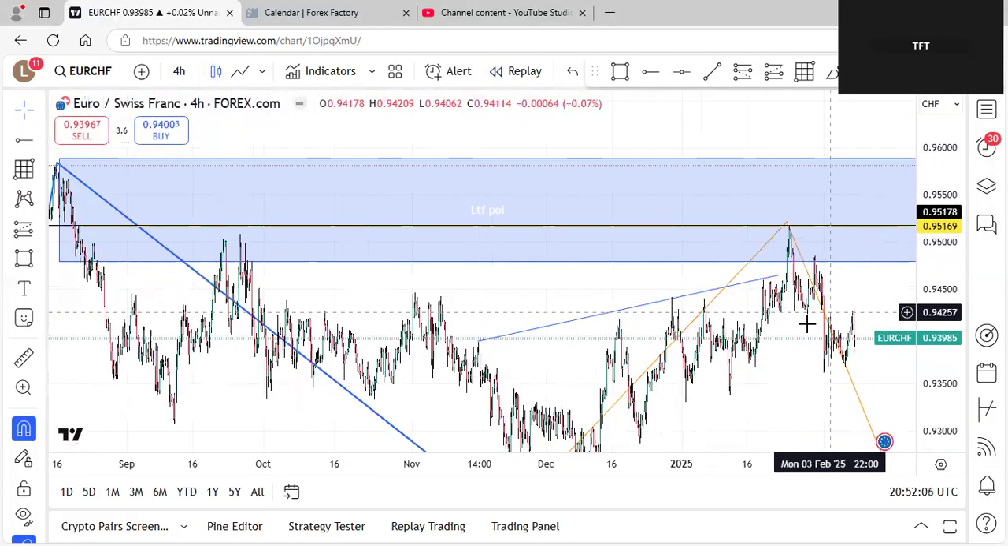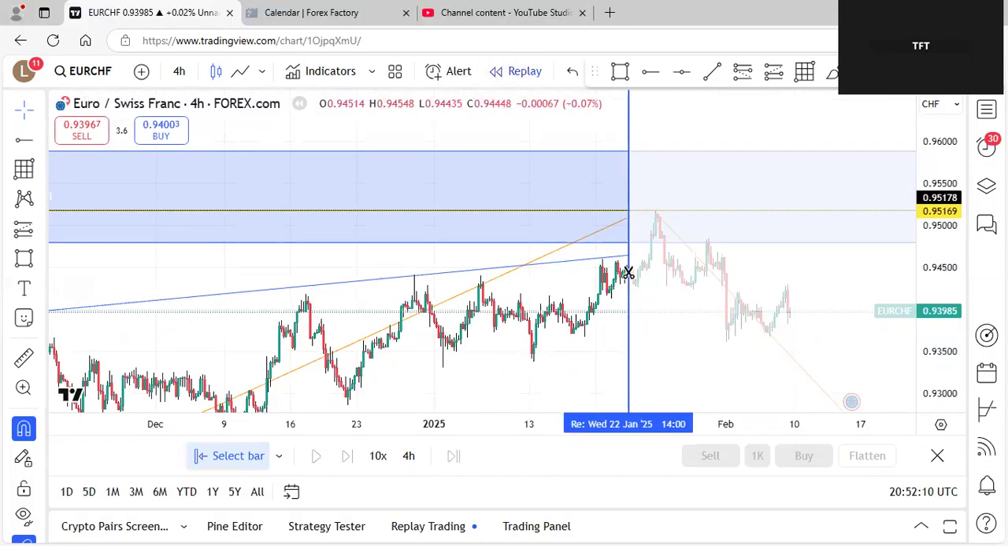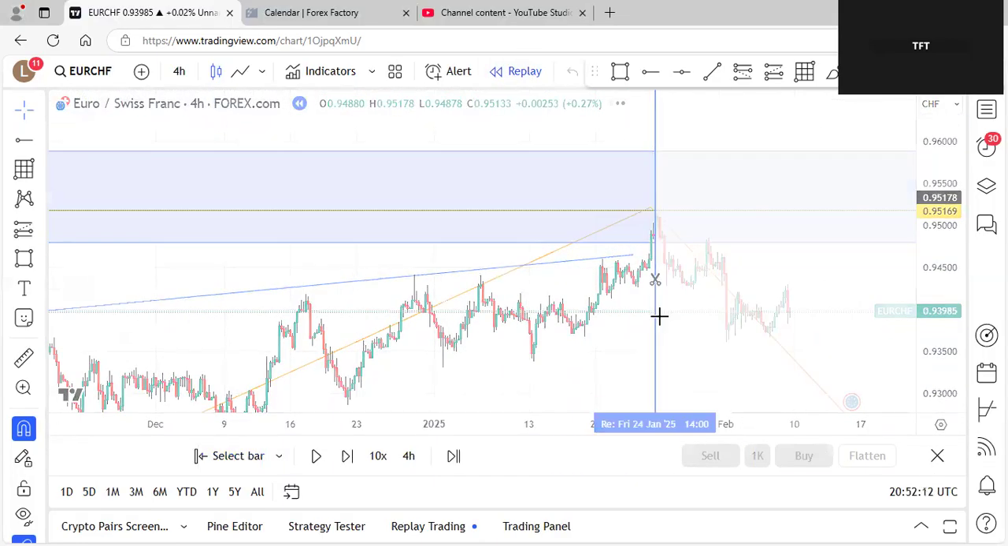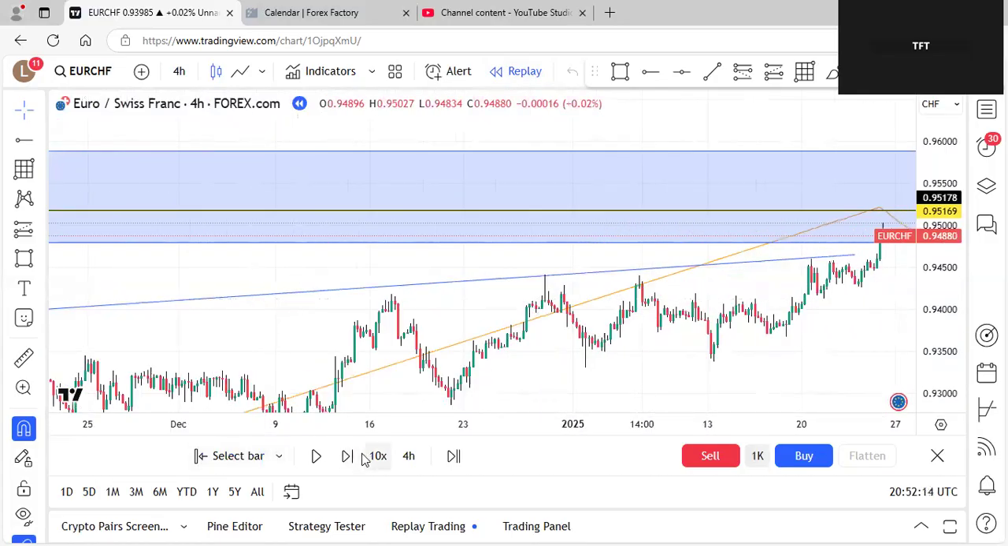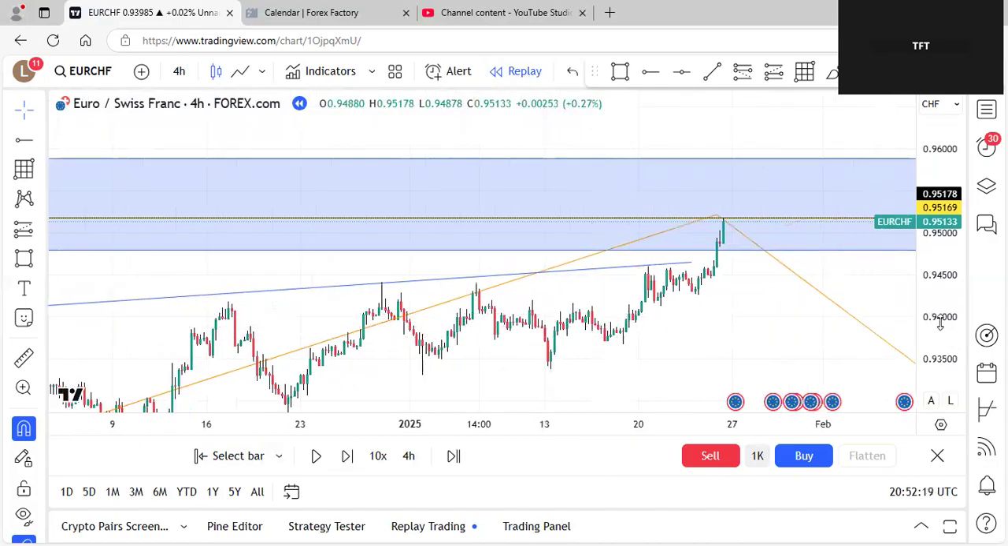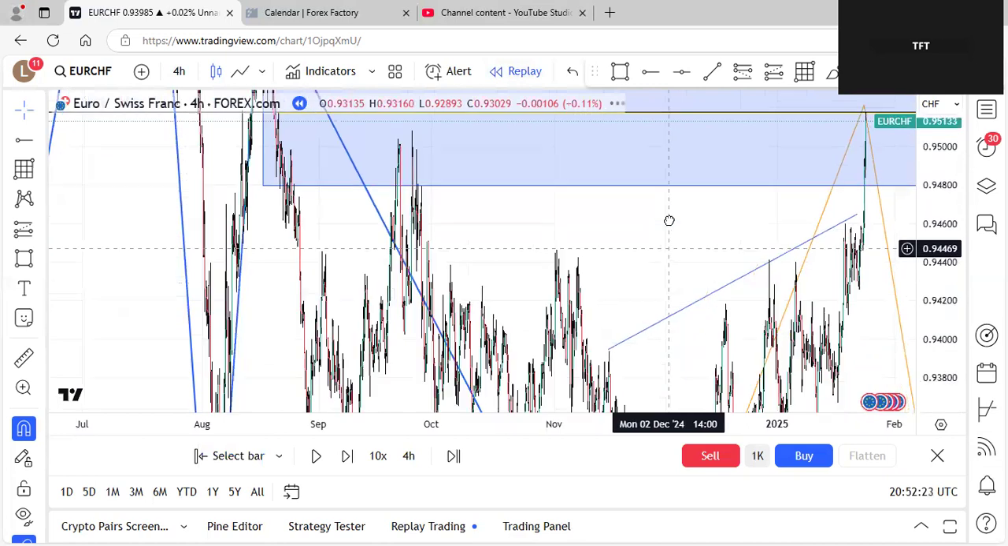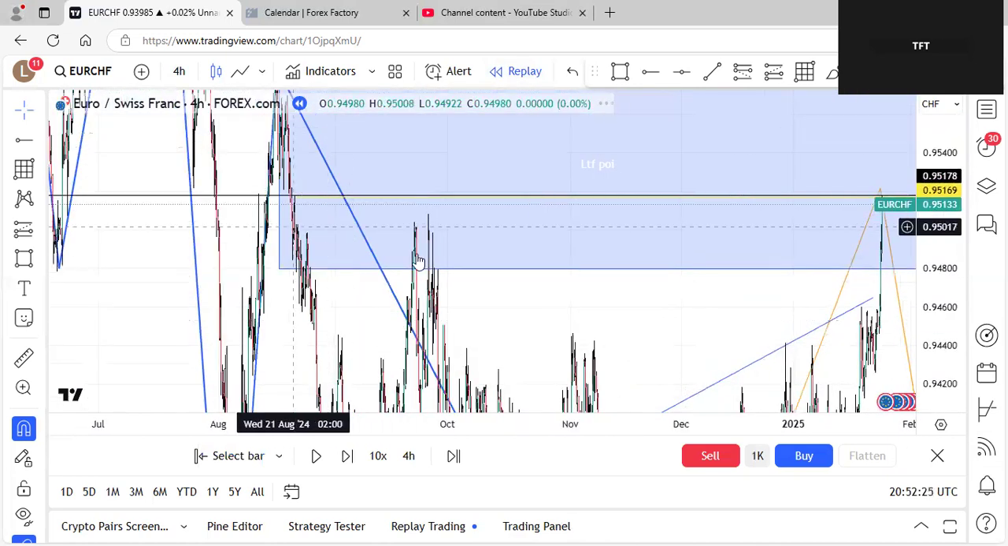So a bar replay from there. So from there, we've swept liquidity, a decent trend line here. We've mitigated a lovely imbalance in here.